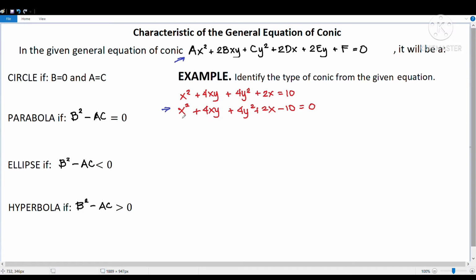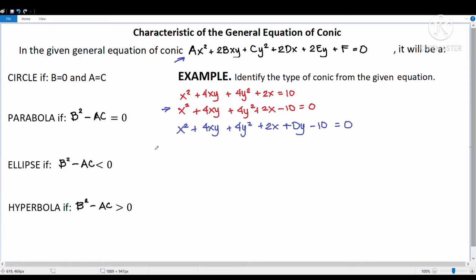Why? Because we have x squared, we have xy, we have y squared, we have x term, and we have the constant 10 in terms of f. And the only missing term is the term of y. So we have to fill this out in such a way that it will have a zero numerical coefficient. So it will become x squared plus 4xy plus 4y squared plus 2x plus 0y minus 10 is equal to 0. We can now determine the value of a, b, and c.